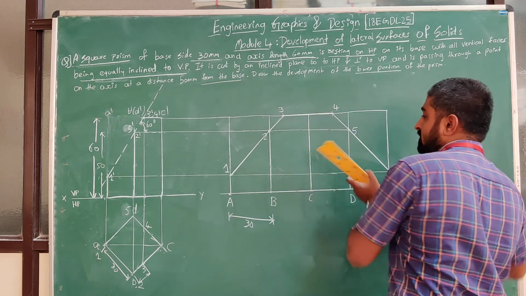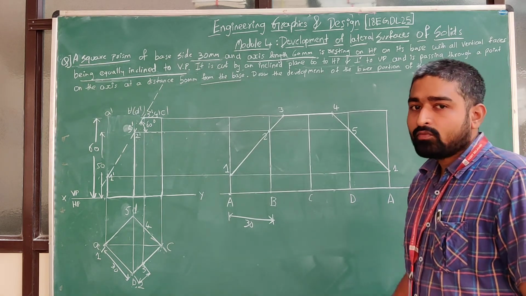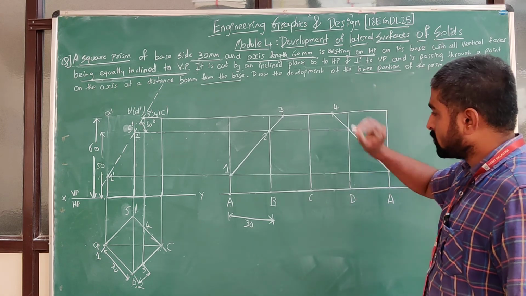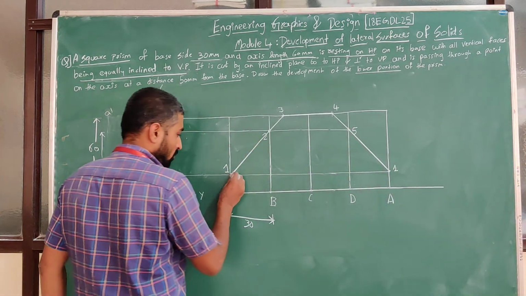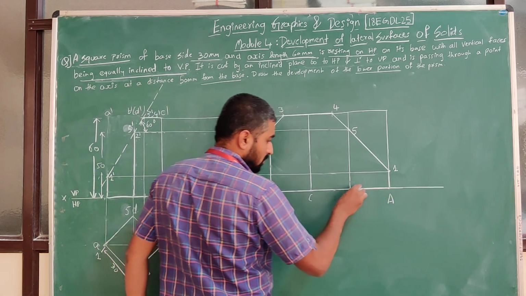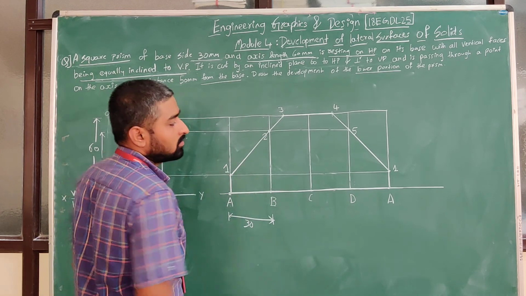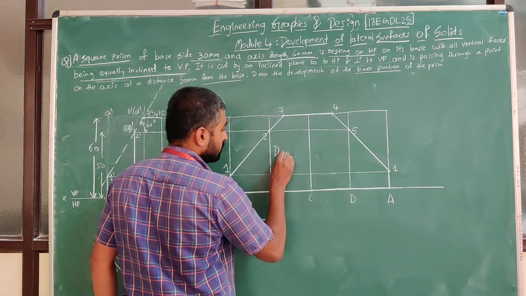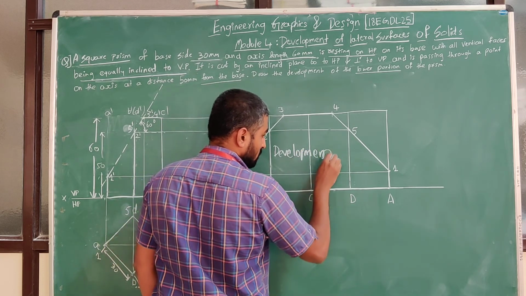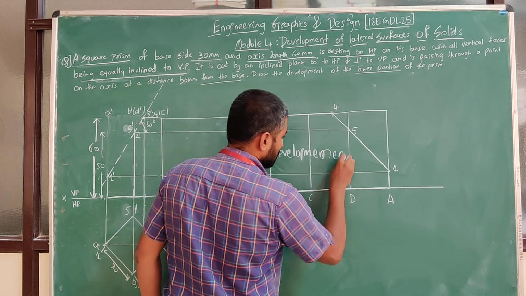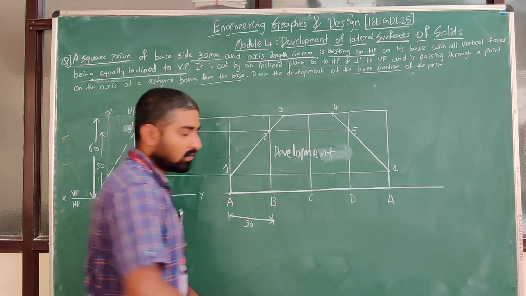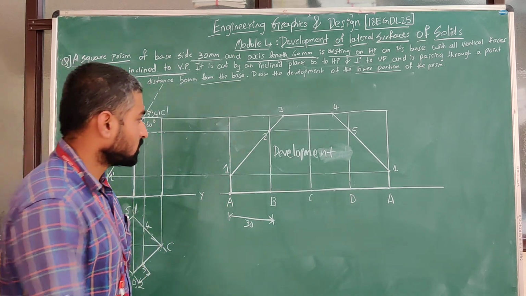Right. Once you join this one, now the important part is which portion they have asked in the question, lower portion or upper portion? Lower portion, right? So lower portion means you have to take the lower portion dark enough and complete the development. So this will be the development of the square prism, as you can check here.